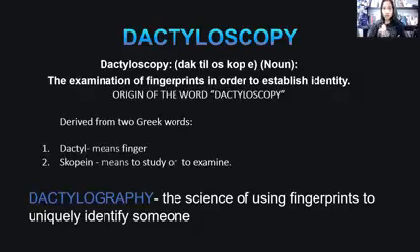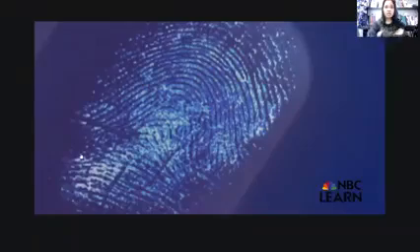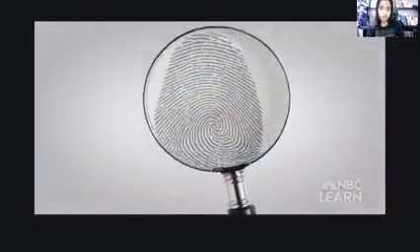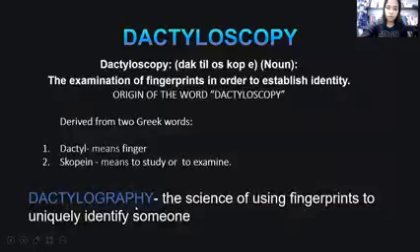Dactyloscopy is the forensic analysis and comparison of these fingerprints as a means to identify a person or an individual. In addition, dactyloscopy relies on the analysis and classification of patterns observed in individual prints. Fingerprints are made of a series of ridges and furrows on the surface of a finger.